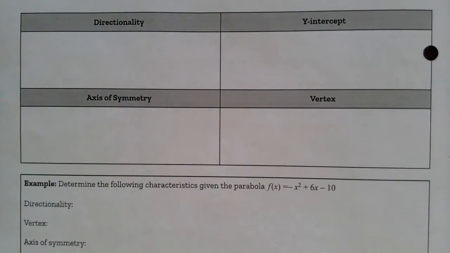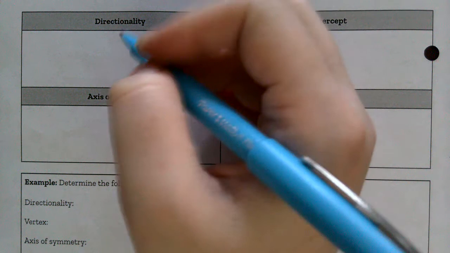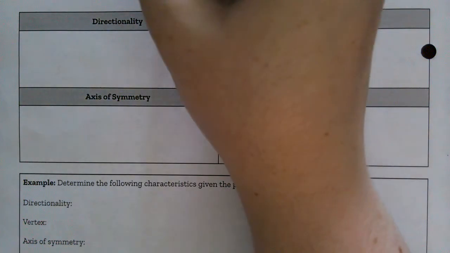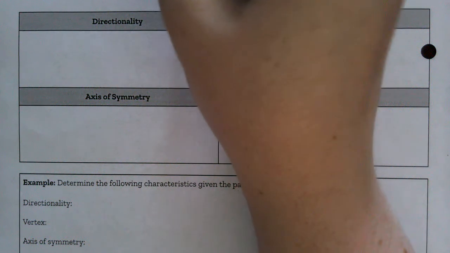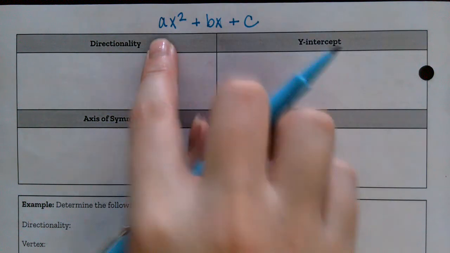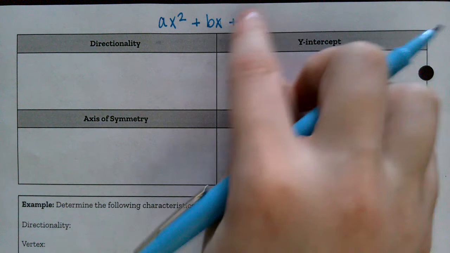So these are 4 characteristics that we're going to need to know from an equation. And we already talked about how to find these from a graph. When you don't have a graph, how do you identify directionality and the vertex and so on? So our directionality is based on our A value in our quadratic equation. And for reference, up at the top, I'm going to put our quadratic, ax squared plus bx plus c. So when I reference A, B, and C, this is what I'm talking about. A is always in front of x squared, B is in front of x, and C is the constant all alone.